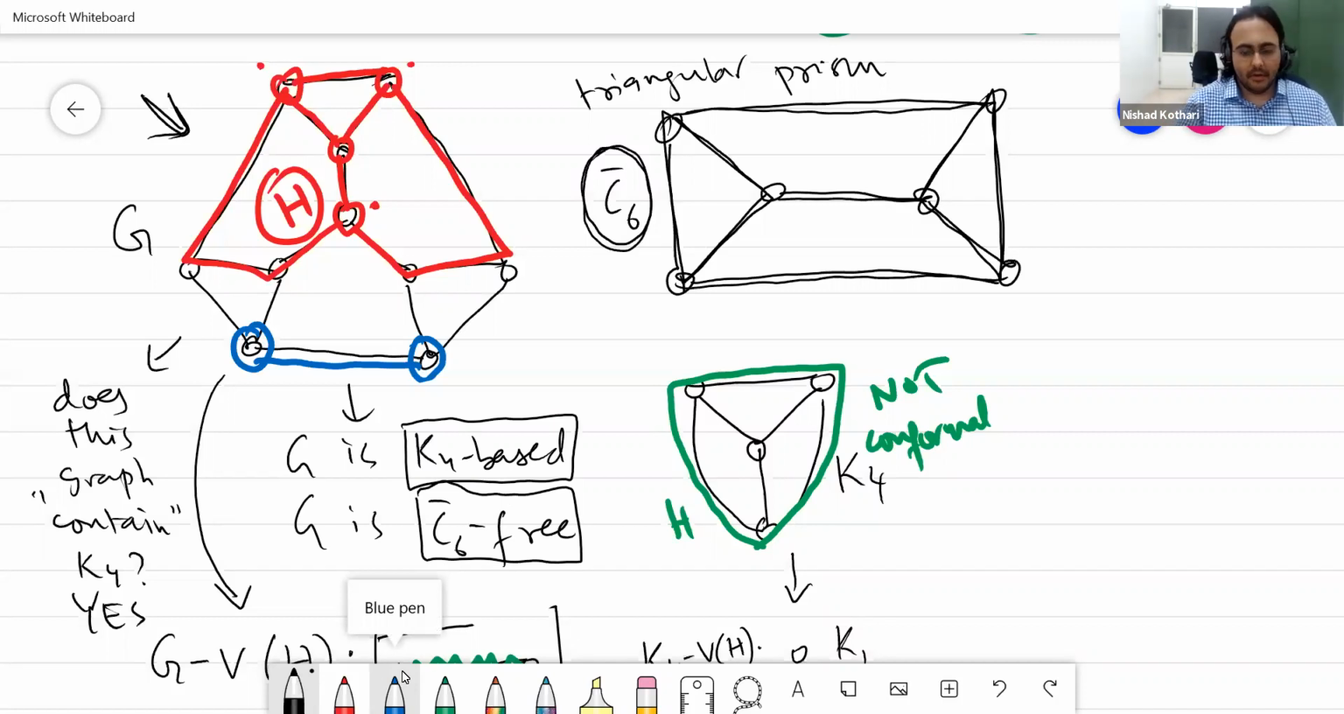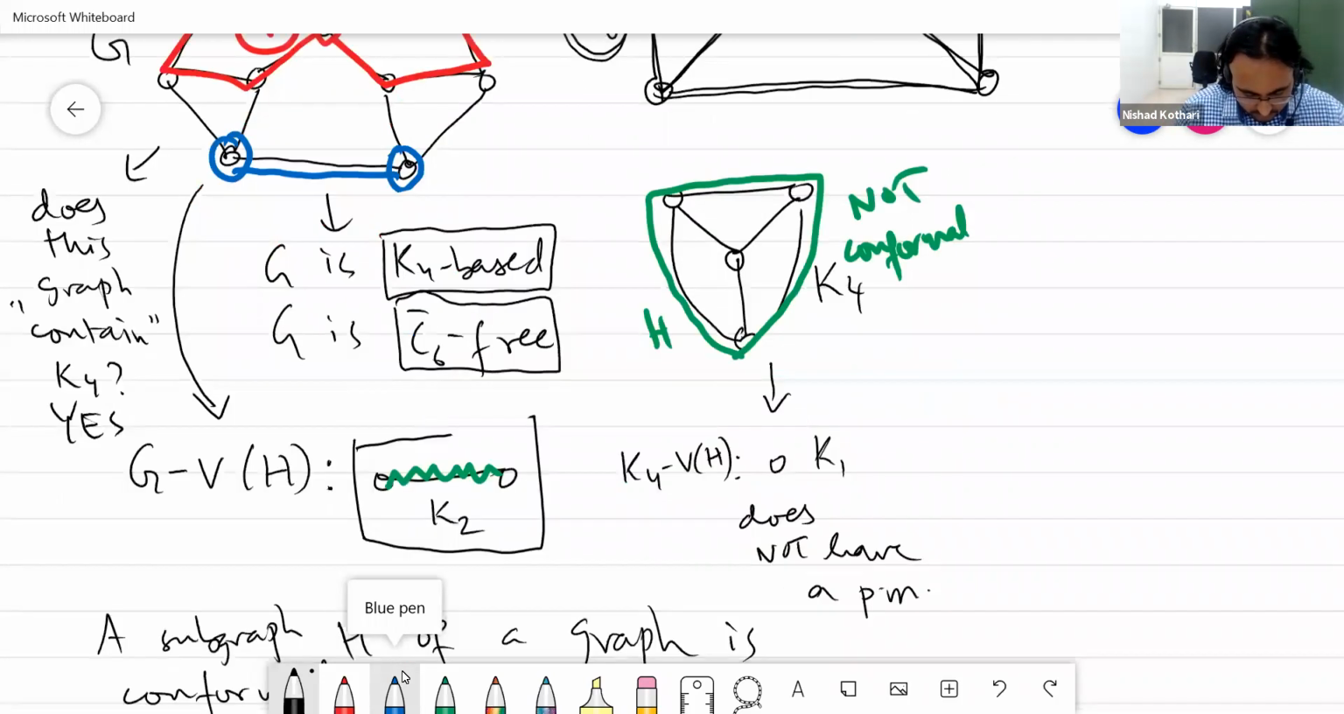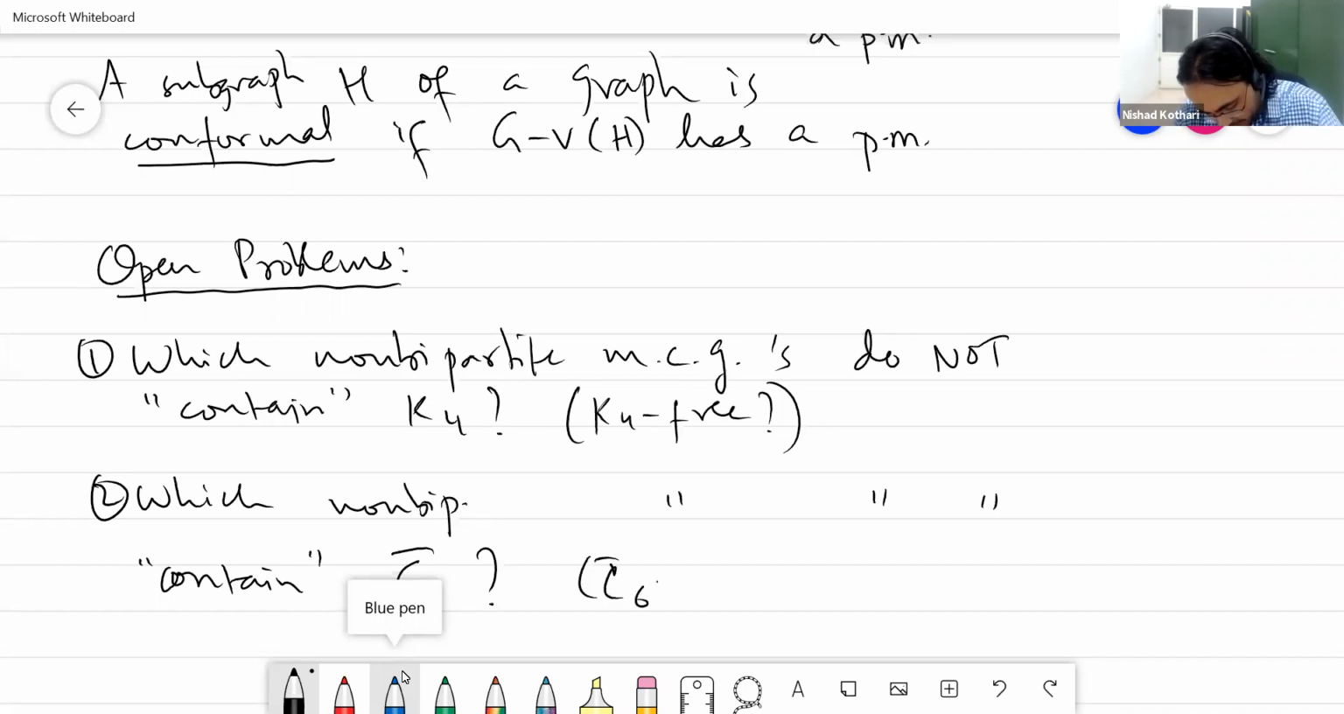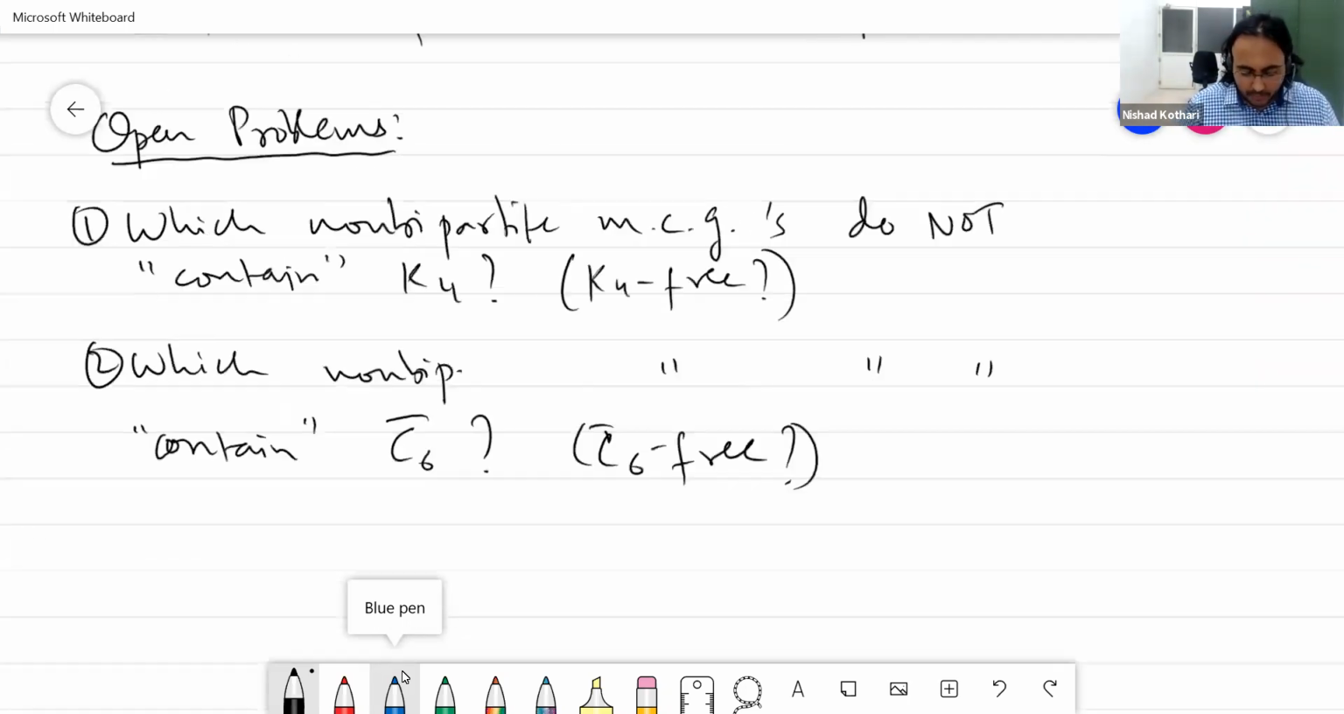Okay, good. So in other words, which graphs are K4 free? Which ones are K4 free? And which ones are prism free? Okay. So these are open problems.